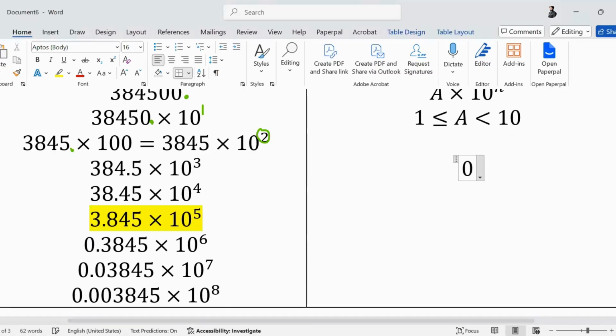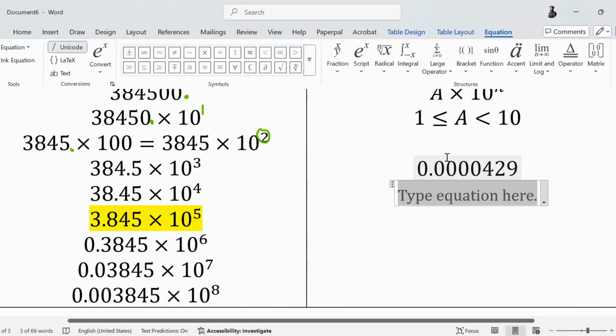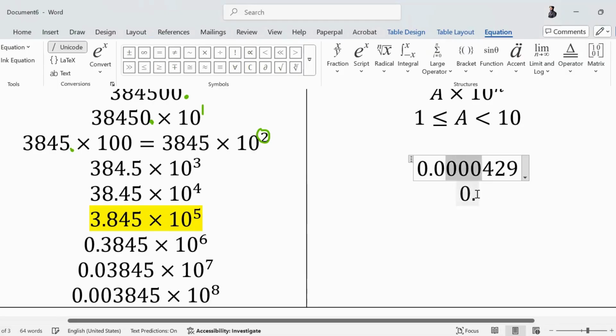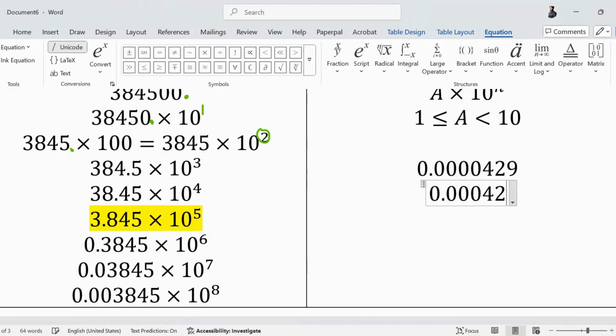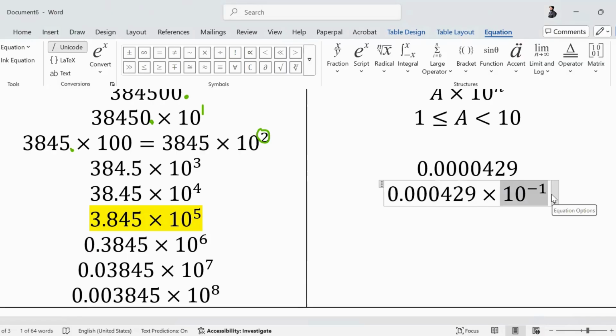I'll write another number, 0.000429. Now let's try to write the same number in a different form. This is ordinary notation. You are absolutely right about the final answer. If I move the decimal one place to the right, I will be left with 3 zeros, 429, and 10 to the power -1. Why? If I'm moving the decimal to the right, I am increasing the value of this number, so I'll have to reduce the exponent.